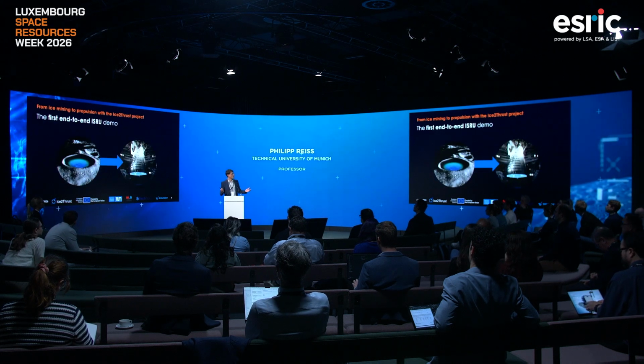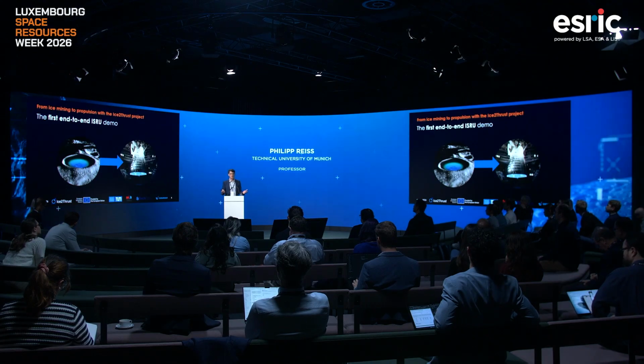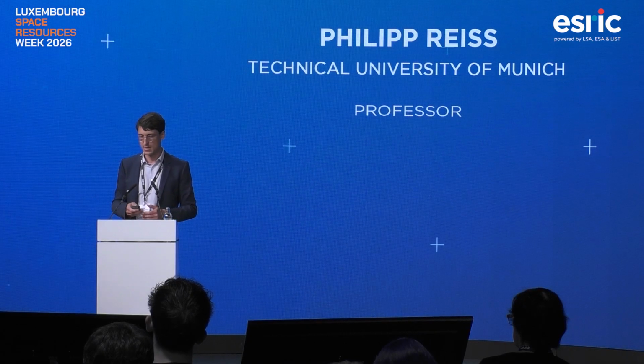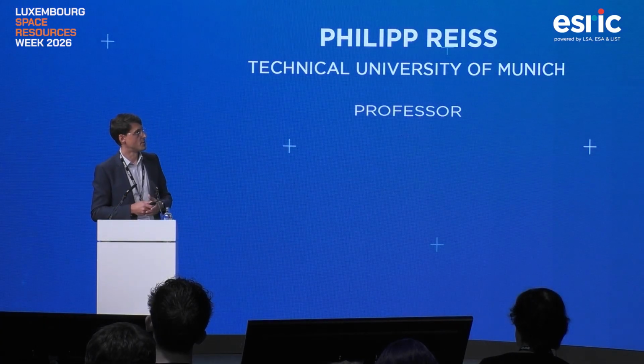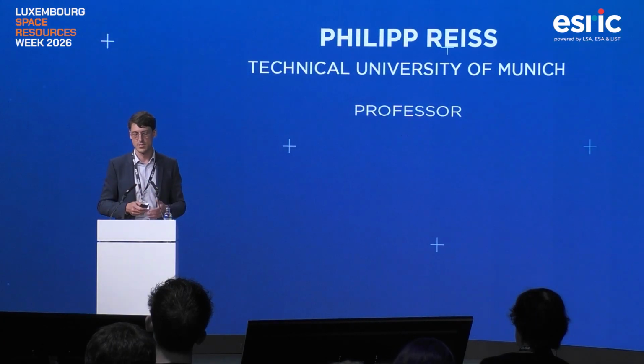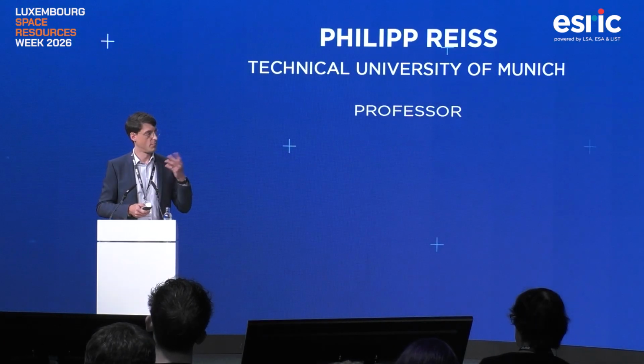So in total, the project is ice to thrust. We want to go from ice-bearing regolith in cold traps, such as these craters at the lunar poles, to thrust that is the product for in-space mobility. And as far as I'm concerned, this would be the first end-to-end demonstration of this full chain with propellant as a product.